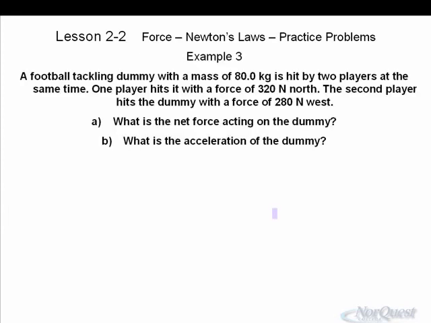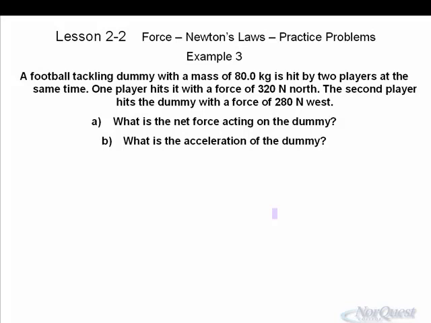All right, another example. A football tackling dummy with a mass of 80 kilograms is hit by two players at the same time. One player hits it with a force of 320 newtons north. The other player hits the dummy with a force of 280 newtons west.